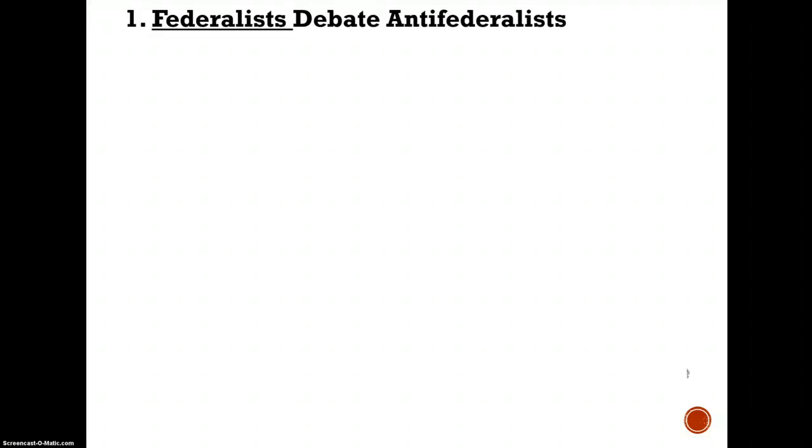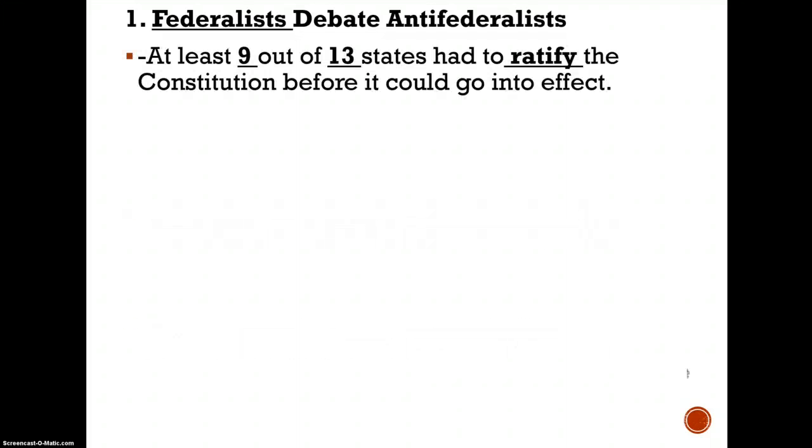So there's a debate between Federalists and Anti-Federalists. Basically, the root word Federalist means national government. Should there be a national government, or anti, should there not be a national government? Remember, unlike the Articles of Confederation, there is a need for 9 of the 13 states to agree in order to ratify the Constitution, or before it could go into effect.